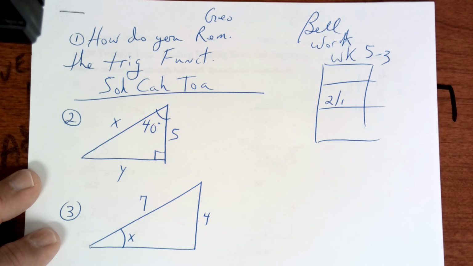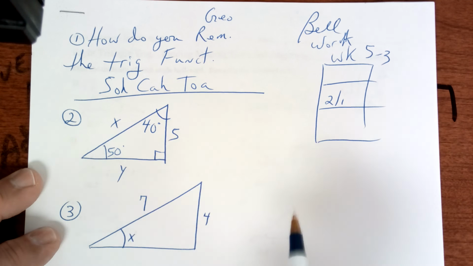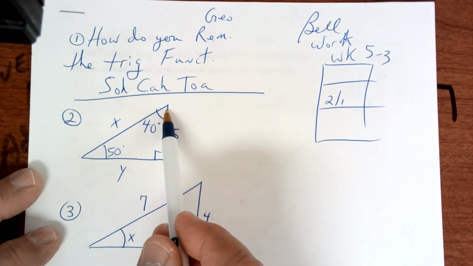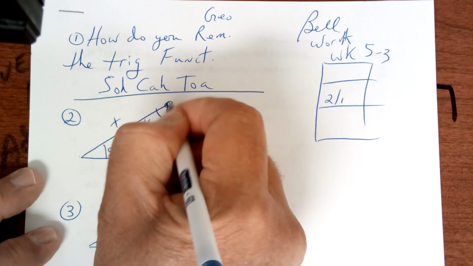Well, you can find this angle here is 50 degrees. So you technically could stand at this one or this one. Remember, every triangle adds up to 180 degrees. But I'll stand at this one right here. Okay, so I'm standing there.